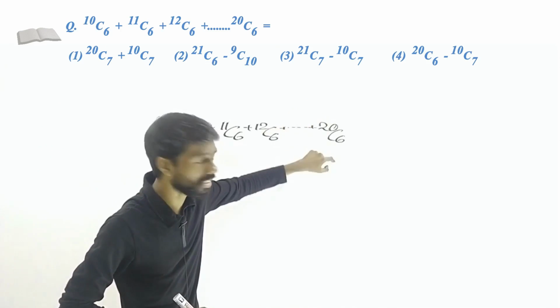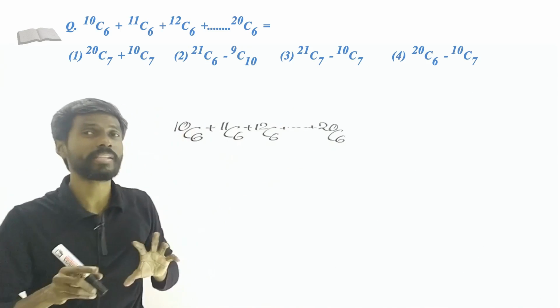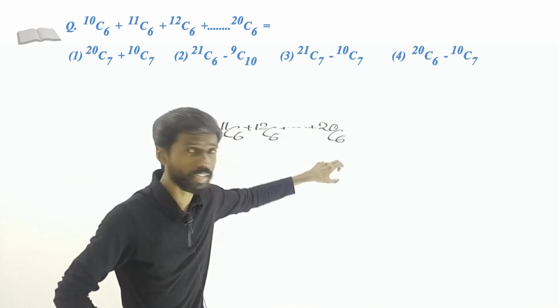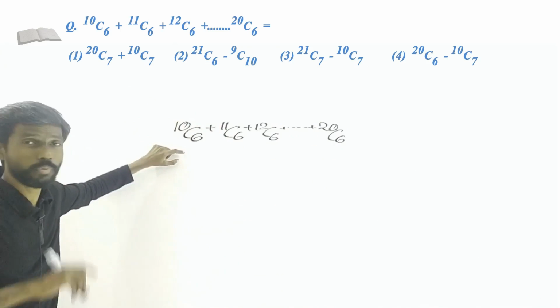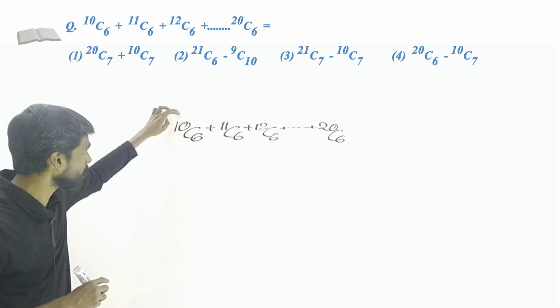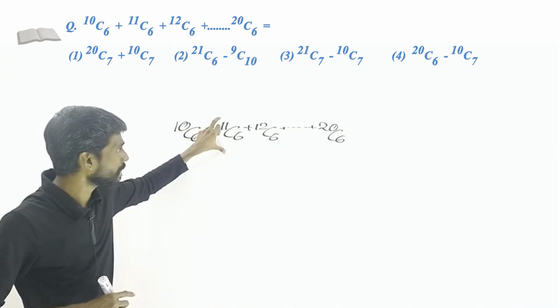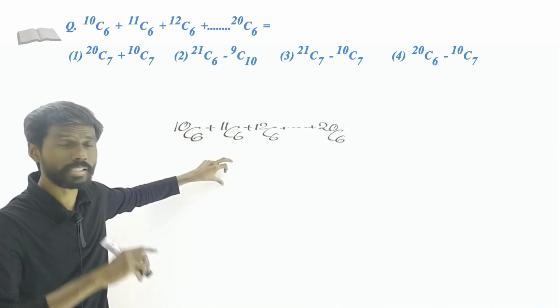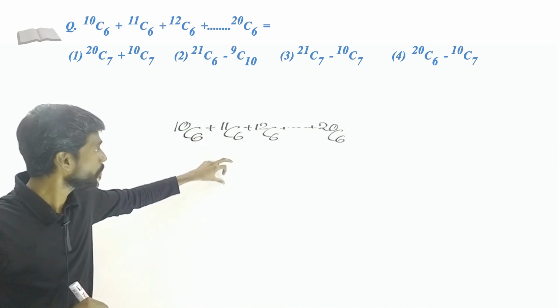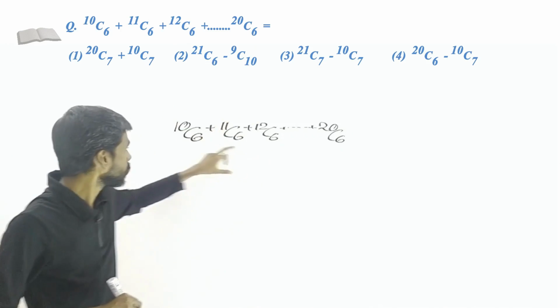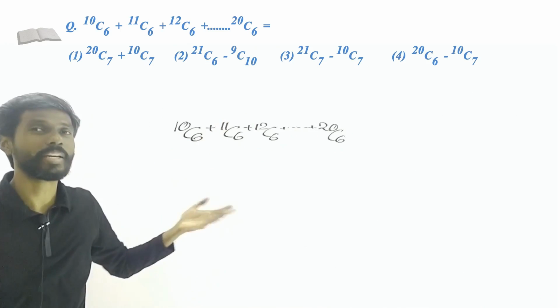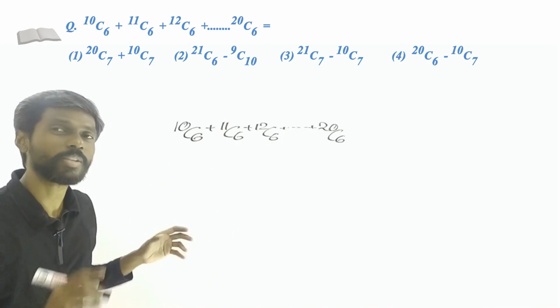If you write 20C6 as 20C(20 minus 6), which is 14, that is 20C14. 10C6 is the same as 10C4. 11C6 is the same as 11C(11 minus 6), that is 11C5. Then 12C6. So this is 4, 5, 6. That will become an increasing sequence, just like the last question. So that can also be done.